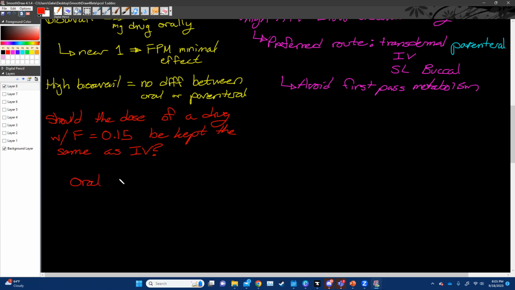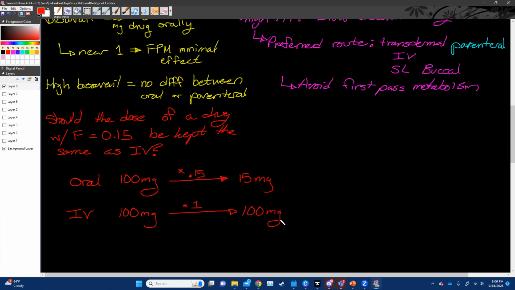So if you gave it orally, we gave 100 milligrams, how many milligrams would come out after? Well, all we have to do is multiply by the bioavailability, and we can see that we get 15 milligrams out. If we did it by IV, IV administration always has a bioavailability of 1. So look at these dose differences. So you're administering almost 10 times the dose, right? No good. So would you keep these doses the same? No, you would not. You would definitely have to reduce the IV dose.